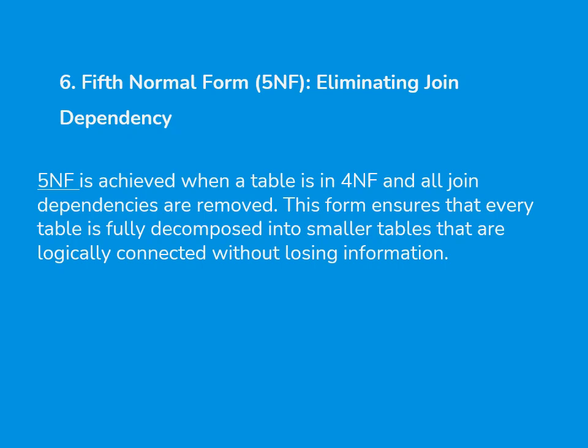The sixth normal form is about eliminating join dependencies. This form is achieved when a table is in the fifth normal form and all join dependencies are removed. This form ensures that every table is fully decomposed into smaller tables that are logically connected without losing information.